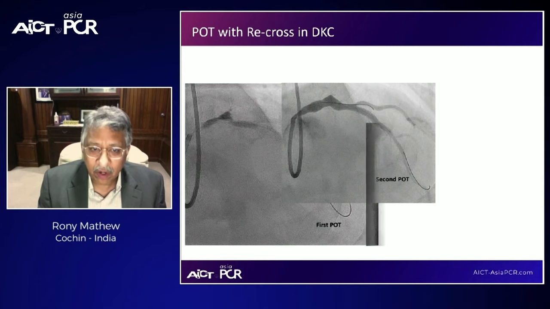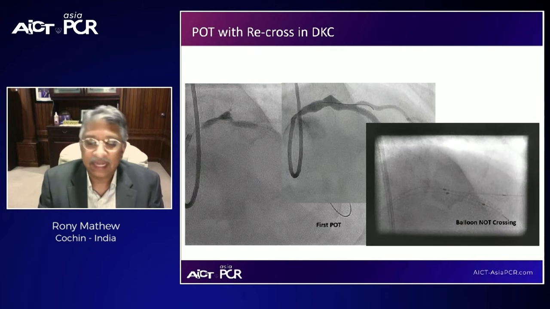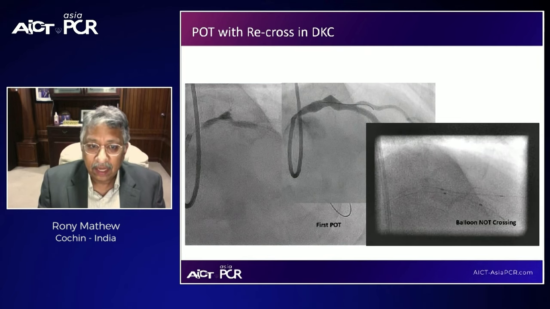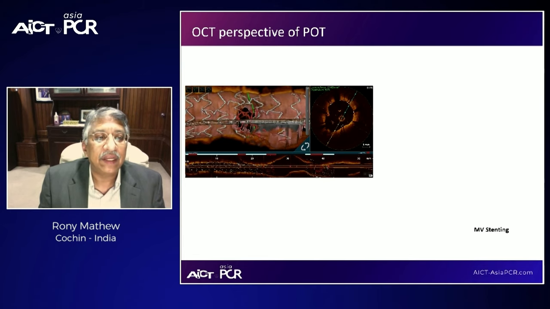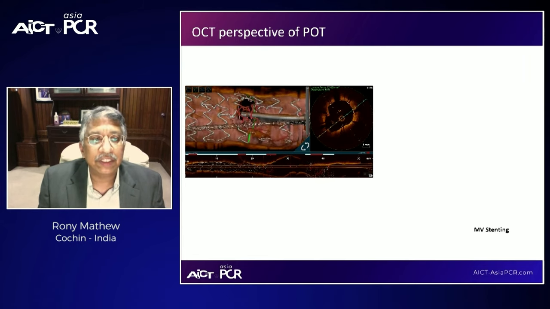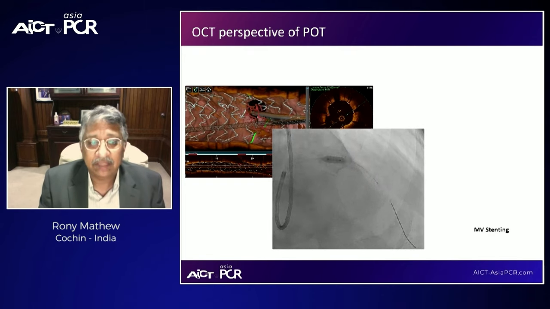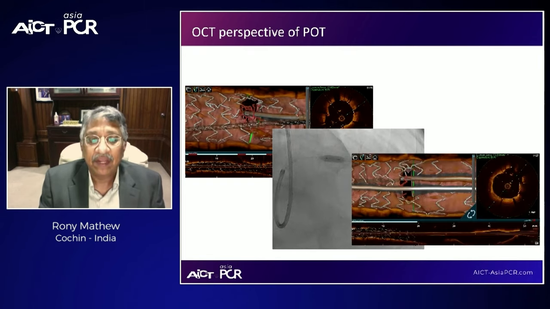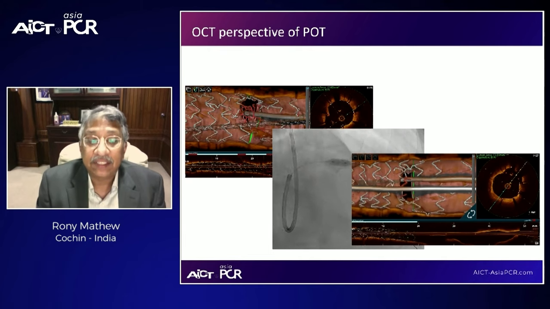So we crossed it, but unfortunately, the balloon doesn't go through that stent strut. And this is something that you would have seen happens. You look at the 3D picture on the OCT, and this is what you see. Struts crowded all over the side branch ostia, and that's the wire, and that's why the balloon doesn't go. So you just do another POT with a larger size balloon, here a 3.75. Once you do that, you see the struts have been removed from the ostium, and it helps you take a balloon in and do a KISS much easier.